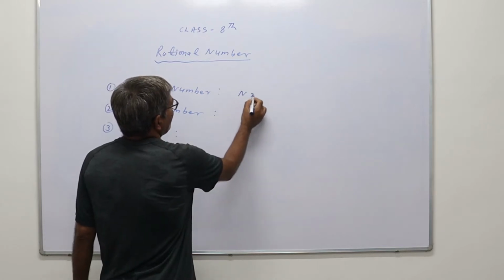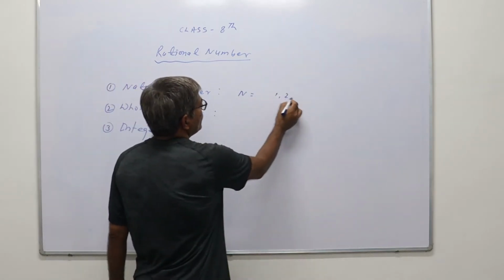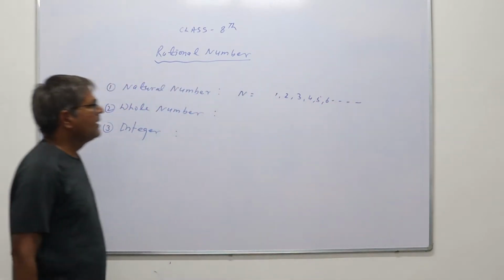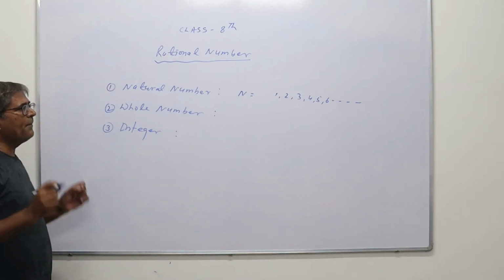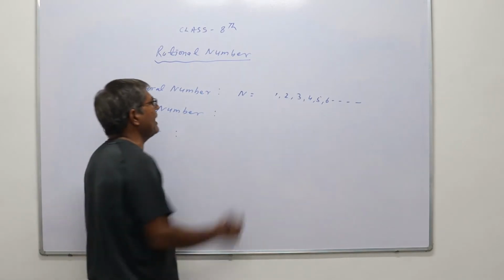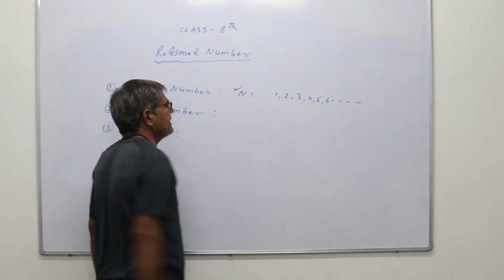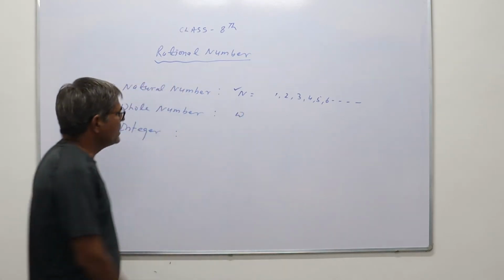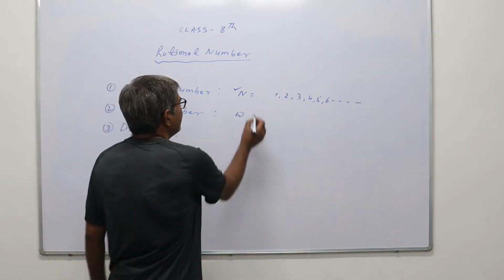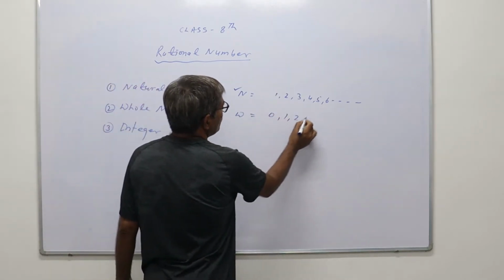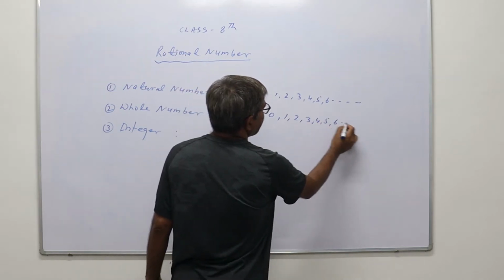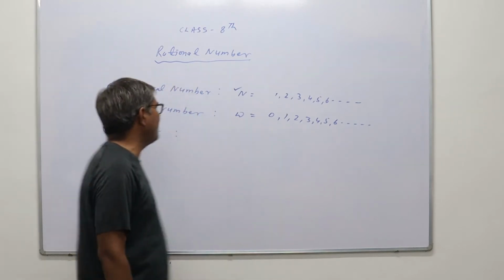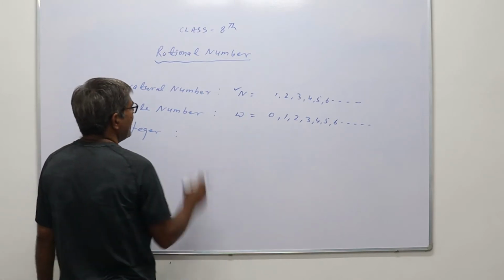The numbers which start from 1, 2, 3, 4, 5, 6 and so on, that is all the positive, complete and continuous numbers, are known as natural numbers, and these are represented by capital N. Similarly, if we include 0 in the natural numbers, then 0, 1, 2, 3, 4, 5, 6 and so on till infinity, these all numbers are known as whole numbers and they are represented by W.